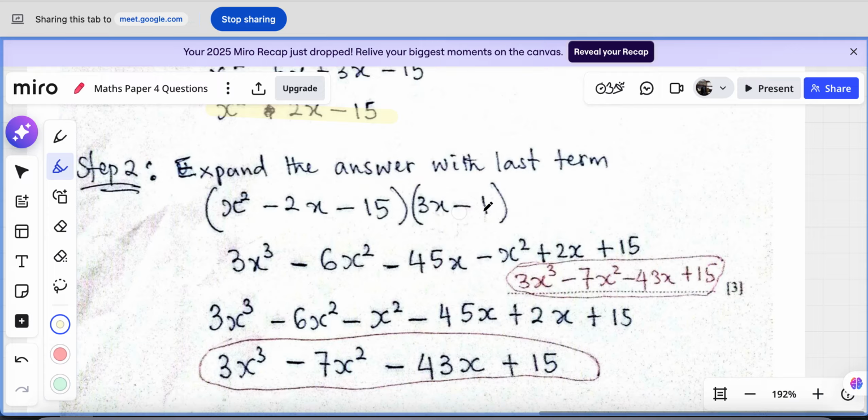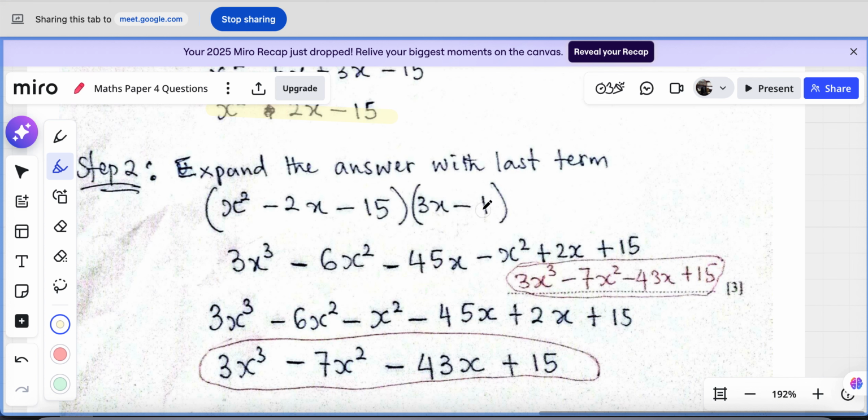I'm going to take minus 1. Minus 1 times x squared, I get minus x squared. Minus 1 times minus 2x, I'll get plus. You know, minus times minus is plus. If you make a mistake in the signs, you're going to fail. Minus 1 times minus 2x, I'm going to get plus 2x.